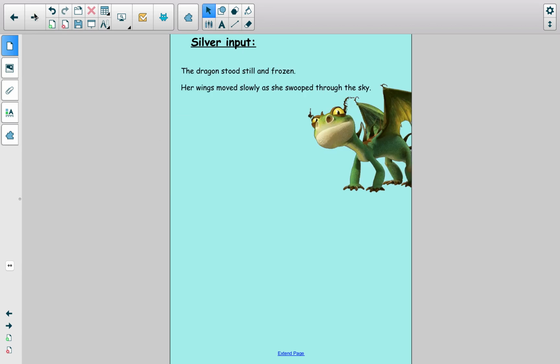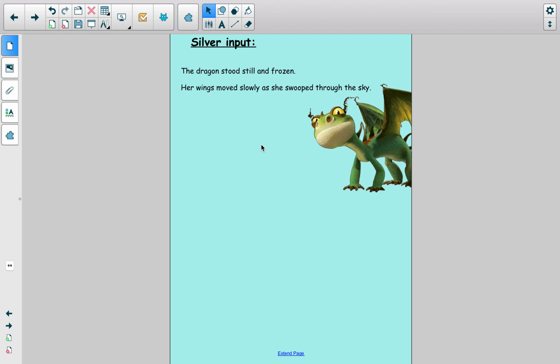So, for Silver task today, you will need to add verbs and adverbs to describe how the character moves in sentences. In this sentence, can you identify the verbs and adverbs which tell us how the dragon is moving? Pause the video and have a little look.